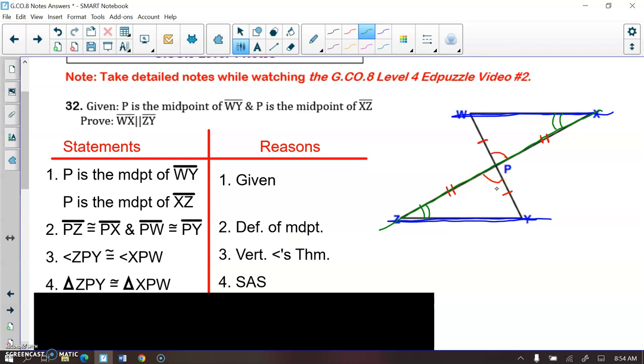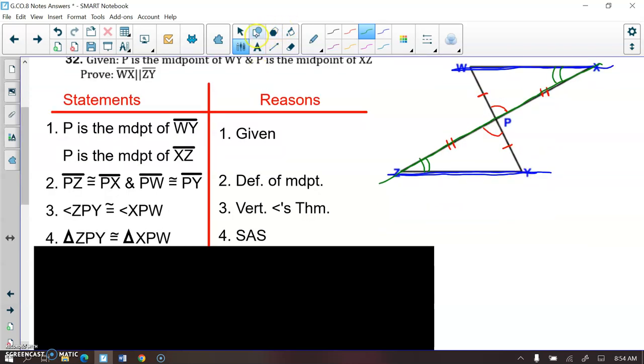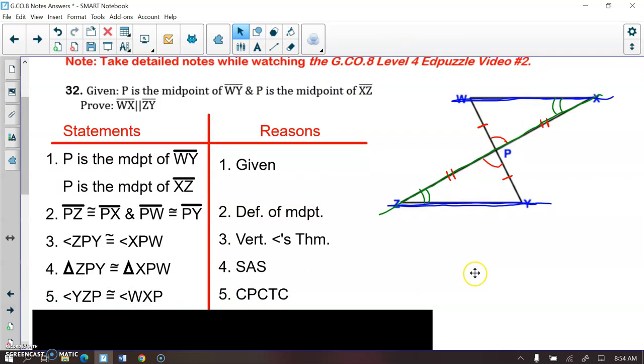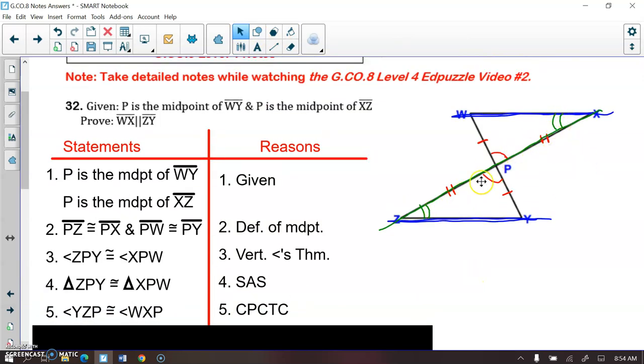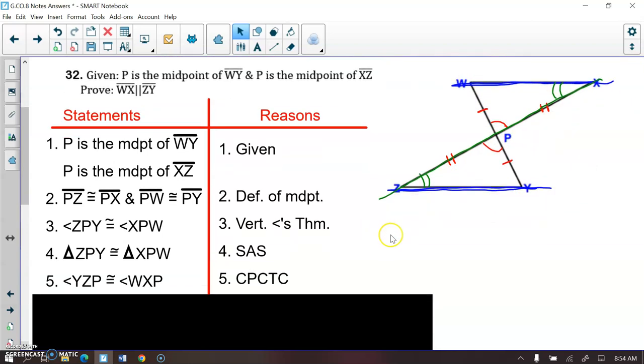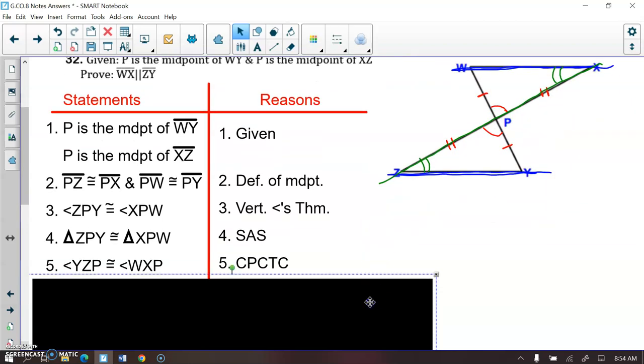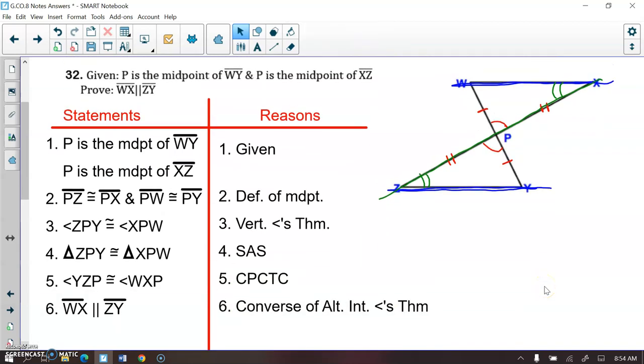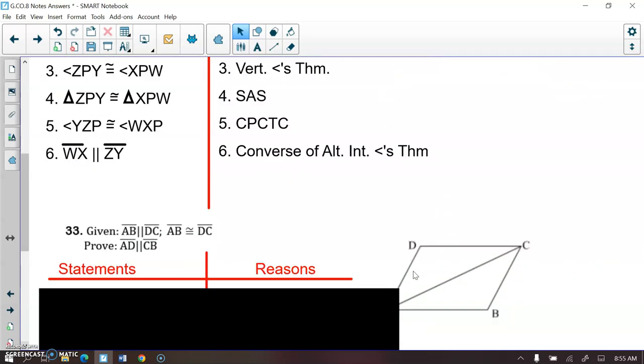Now again, we don't know that these lines are parallel, so I cannot say the alternate interior angles theorem. But what I do know is that these two green angles lie inside of the triangles that we just proved congruent. So I can say by CPCTC, those two angles are congruent. Now, since those angles are congruent, then I know these lines are parallel. That's by the converse of the alternate interior angles theorem. And that is your proof. All right, if you need to pause the video to write this down, that's okay. But I'm going to move on.